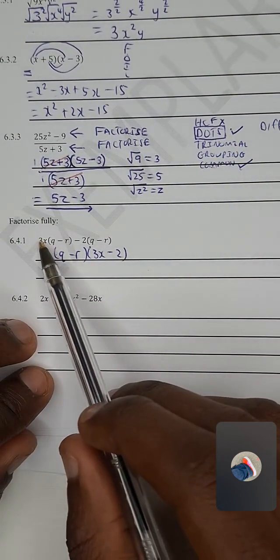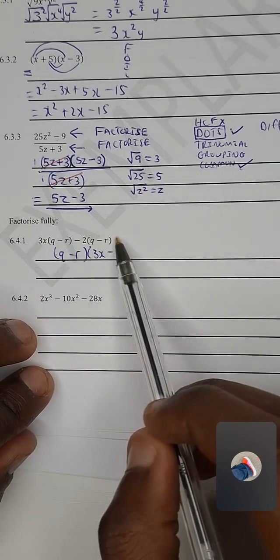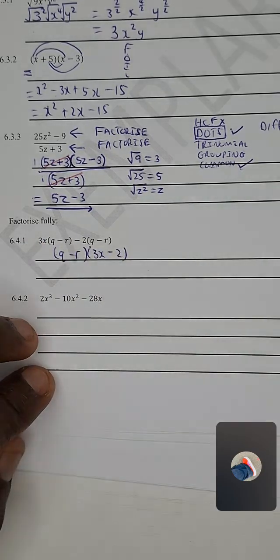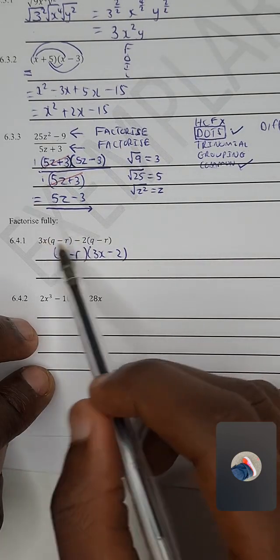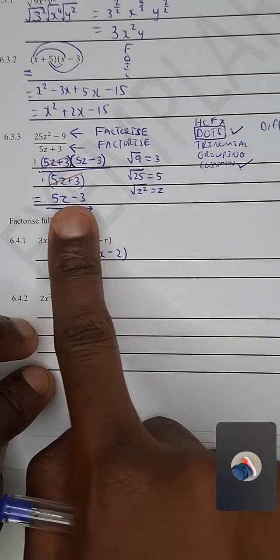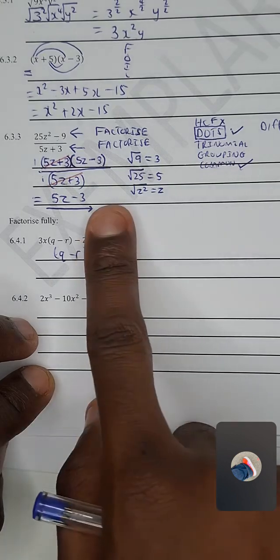The thing is, when we factorize, we always check how many terms we have in the expression. So W, if I asked you how many terms we have in this expression, what would you say? We have 2 terms. Very true. There is a common bracket though, which is Q minus R. You take that out, then what gets left on the left? 3x. That's why we have 3x in the other bracket. What gets left on the right? Negative 2. That's why I have negative 2 there.